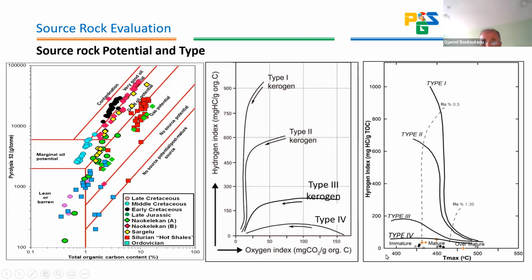Using the hydrogen index and oxygen index, we can classify on the left side the quality and the potential. In the middle, we can have the type of your kerogen, of your source rock. We can have type 1, which is mostly source rocks deposited in a lacustrine environment. We can have type 2, and type 3, which is mostly terrestrial source rocks. And this is type 4, inertinite, there is nothing there.